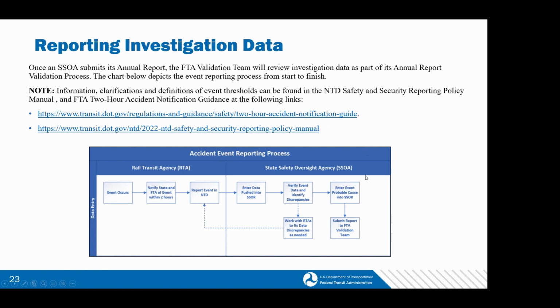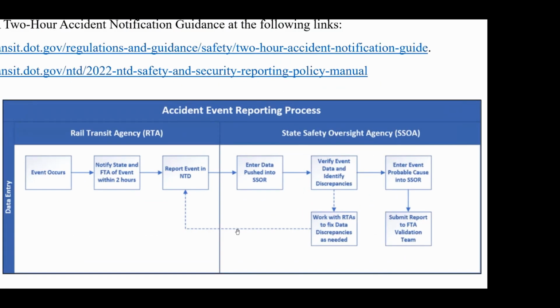So we have those links here, and we'll zoom in a bit to discuss this process model. And so here we see a depiction of the accident event reporting process. We have our swim lane for data entry, and we see that we have two agencies here, the Rail Transit Agency, or RTA. We also have the State Safety Oversight Agency, or SSOA. And we have our process steps that are part of the process.